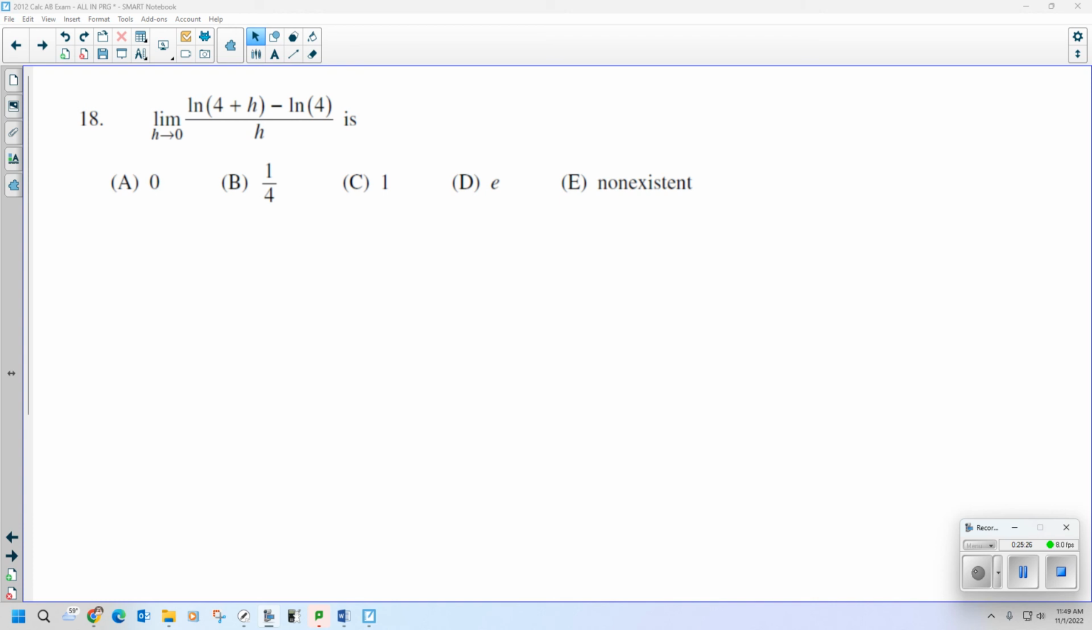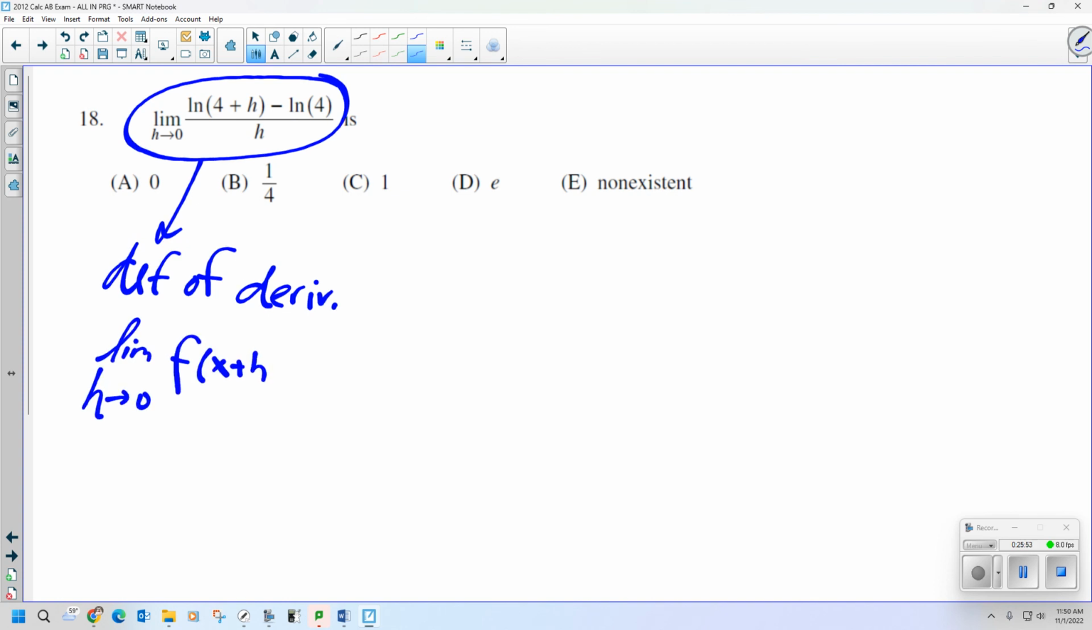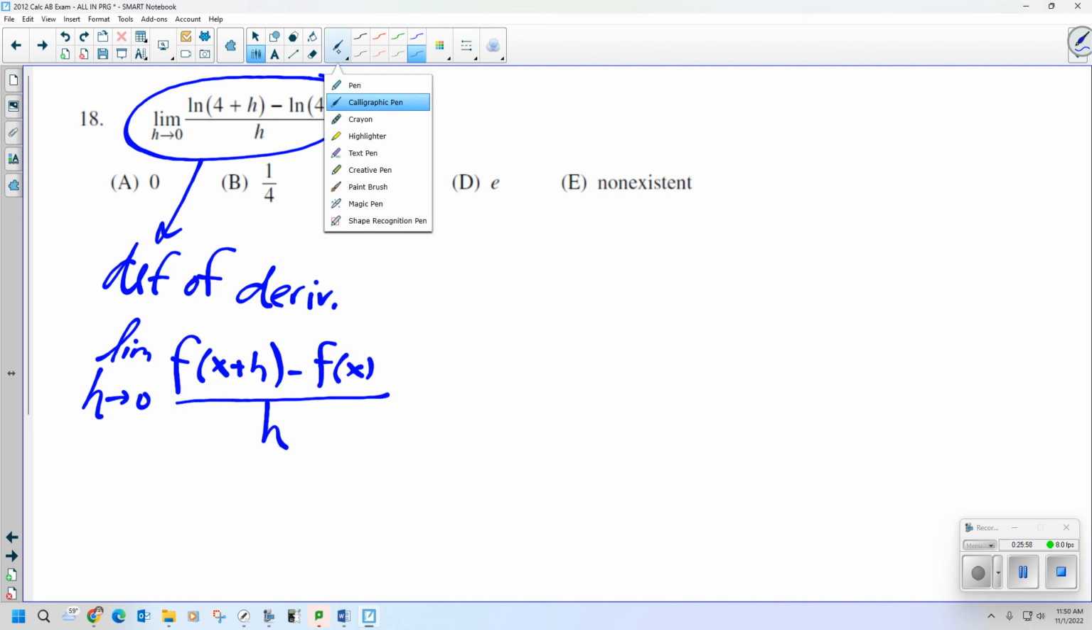What I have before me in 18, the limit as h goes to 0 of the ln of 4 plus h minus the ln of 4 all over h. That is the definition of a derivative. And we're used to seeing it like this. The limit as h goes to 0 of f of x plus h minus f of x all over h. They have put some value for x and h in here. Look at the first one. Here's my h. This is when x is 4.